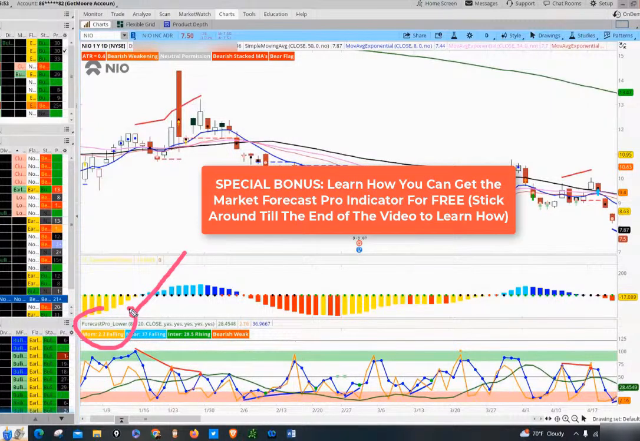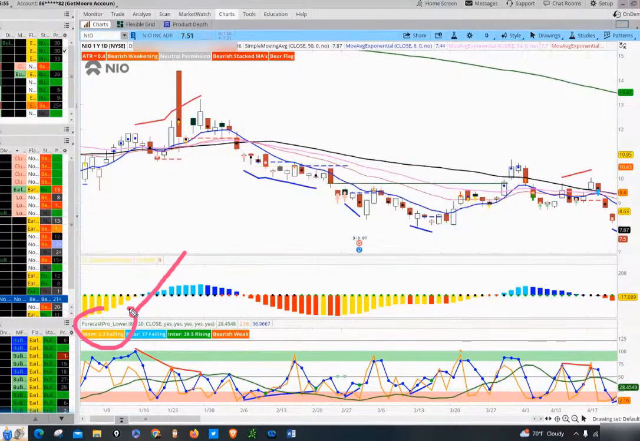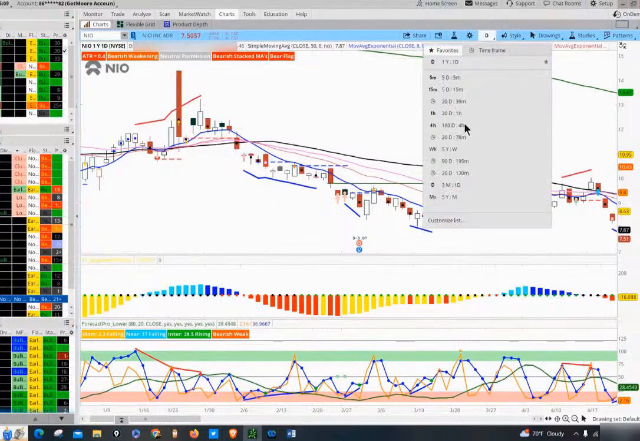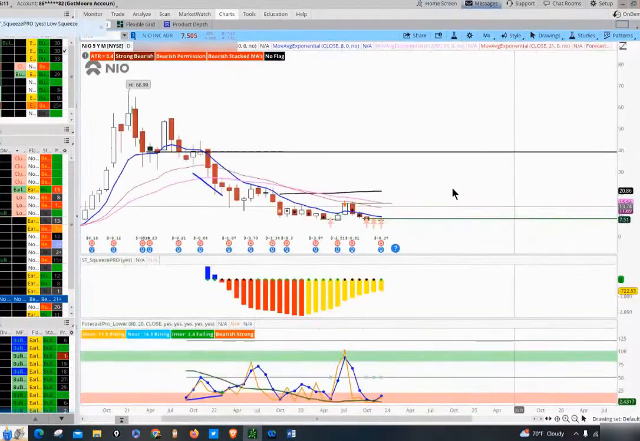Kind of like the TTM Squeeze Pro, the Forecast Pro. So here's one of the reasons why the momentum can just get destroyed. When you're in a squeeze and it fires, what you should be doing before is going to every chart and starting off with the month.